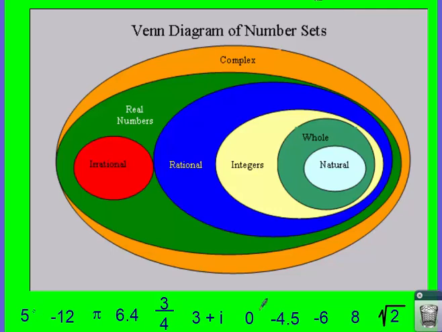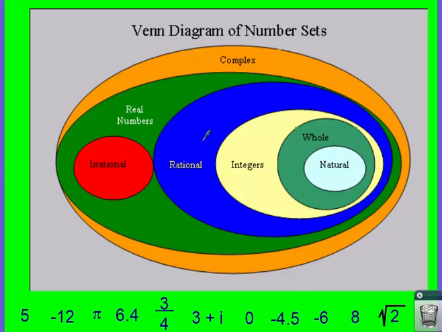5 would be a natural number. 0 wouldn't be a natural number, but it's coming close. It's almost there. And this 8 would be a natural number. Now we move up to the whole numbers, and that's where we add the 0. Integers, we would end up with negative numbers, like this -6 would be an integer, but the -4.5 would not, because integers have to be no decimals, no fractions.